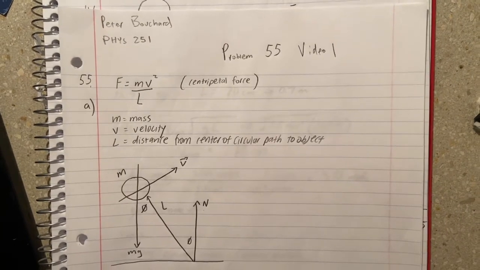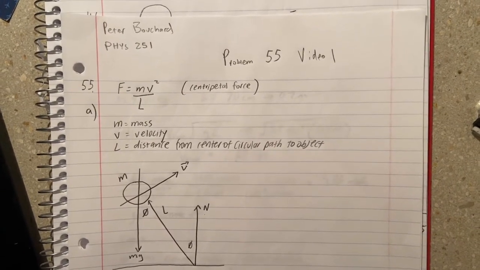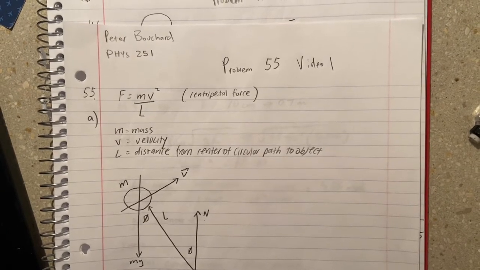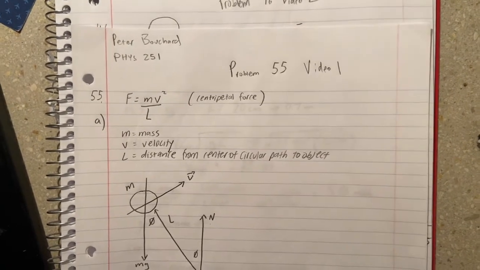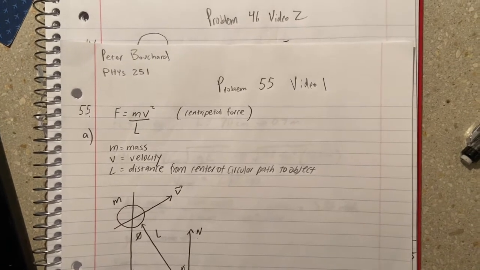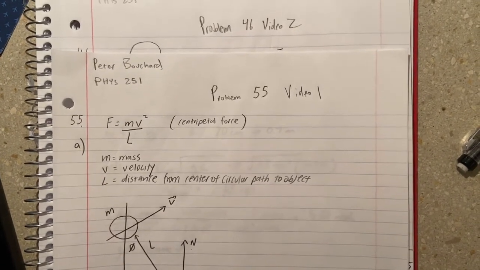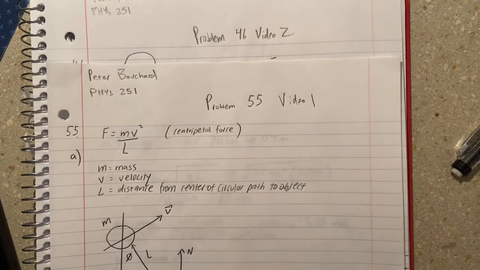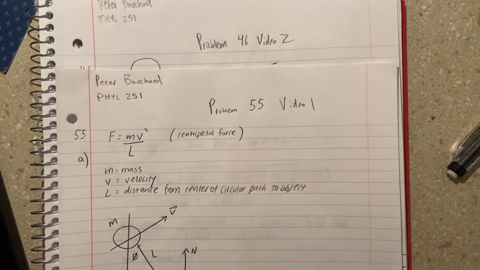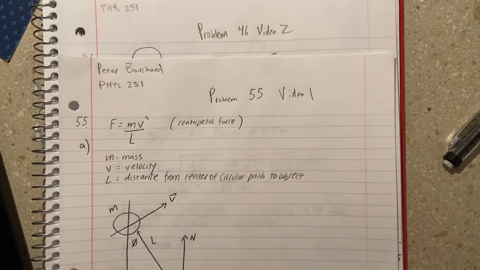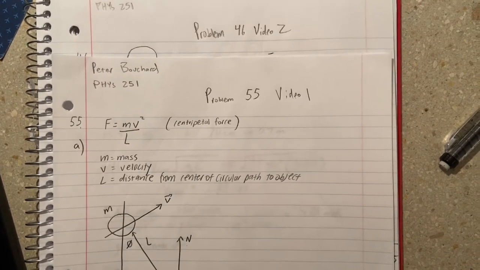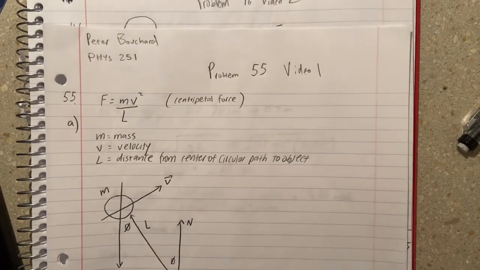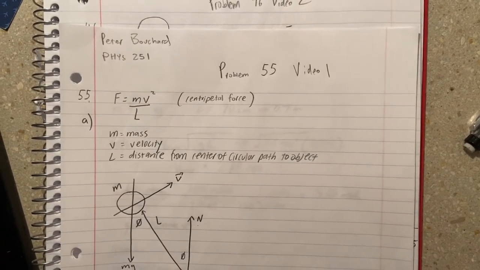So before we go into the diagram, we know that the centripetal force can be calculated by taking the mass and multiplying it by the velocity squared over L. And so we know m is the mass of the object, v is the velocity of the object, and L is the distance from the center of the circular path to the object. So in this case, it is going to be the length of the leg.